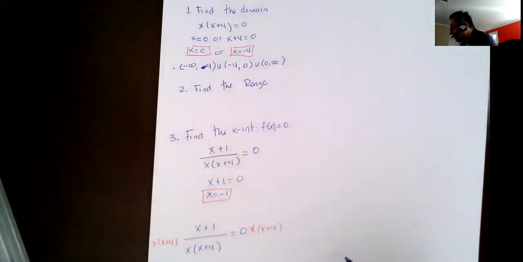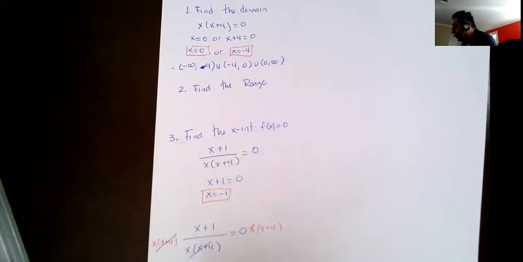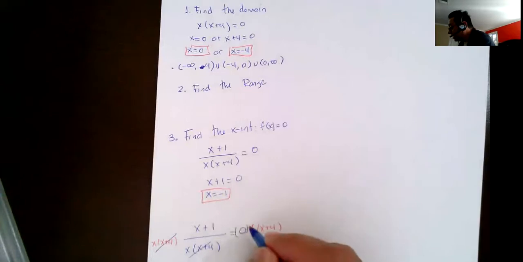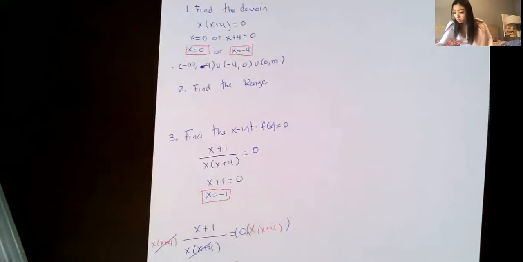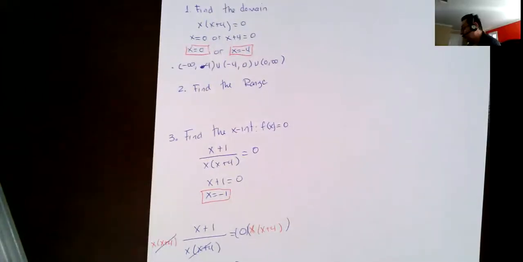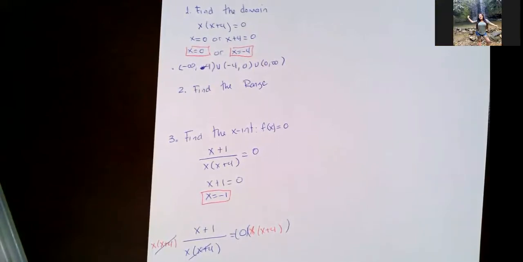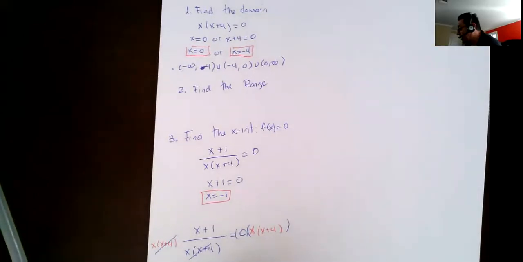Notice when we do that, on the left side, the x times x plus 4 in the numerator divides out with the x times x plus 4 in the denominator. So you're left with x plus 1 on the left side. On the right side, you're multiplying 0 times x plus 4, and you're left with 0. That's how you're left with the numerator equals 0 when you have a rational equation. Is that clear? All right. So if you solve for x, x is equal to -1.